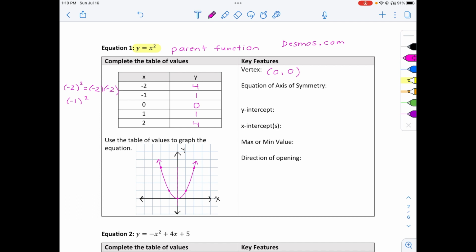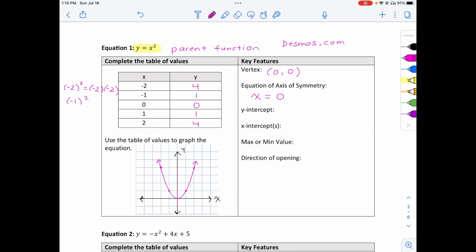If you recall what I mentioned earlier when I was describing the key features, the equation of the axis of symmetry is always given by x equals and then a number, and it's going to be whatever the x value of the vertex is. So in this case, x equals 0. That means that the parabola is symmetrical across that line at x equals 0.